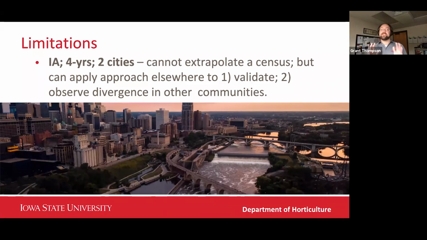A couple of limitations I will completely acknowledge with this study. Done in Iowa, 4 years of plans, 2 cities. That is a good amount of data, but it's not really something we can extrapolate. From a statistical sense, this was a census of the data. We looked at all of it, so we can't make projections about it. But we could use this approach elsewhere. We can look at site plans in other communities to validate what we found or contradict it.